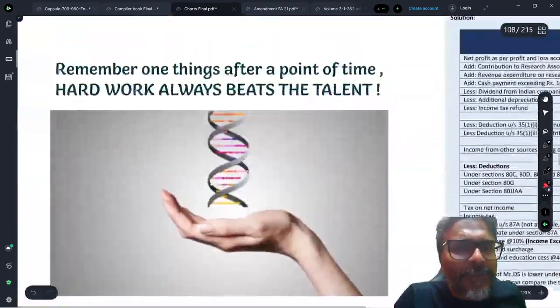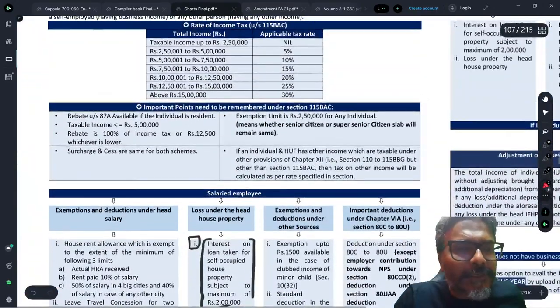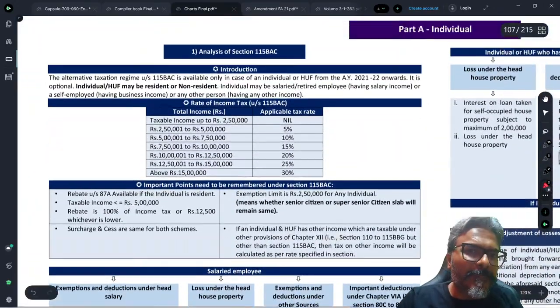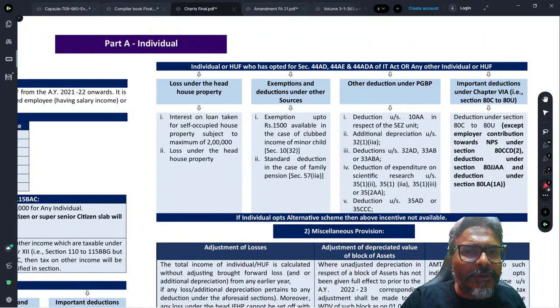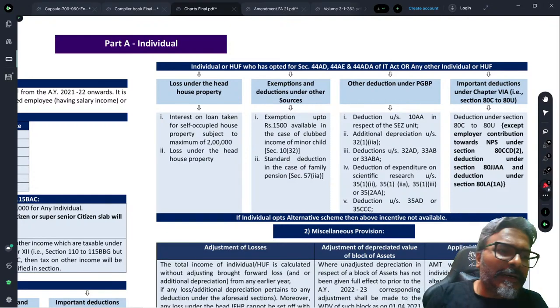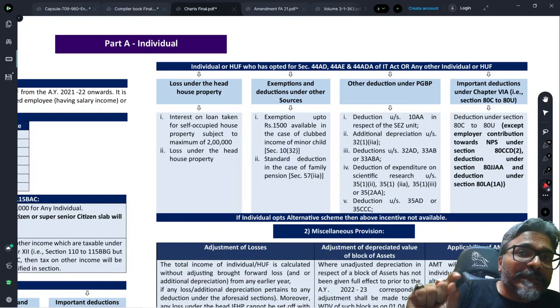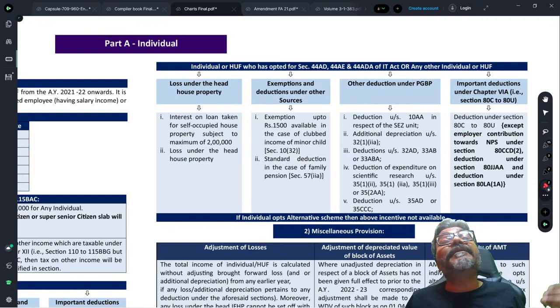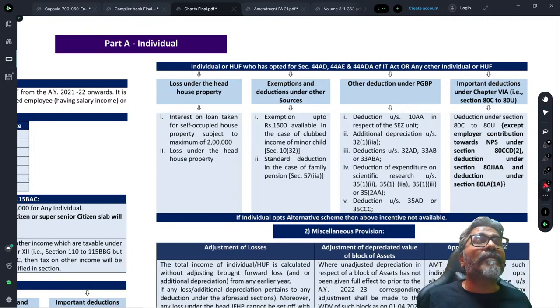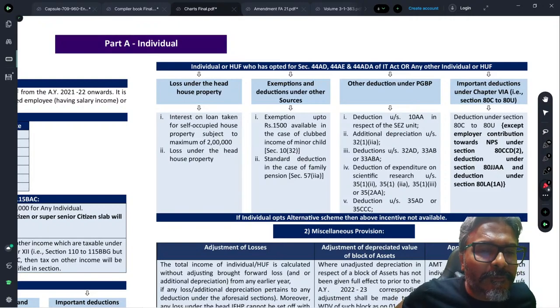What if, students, you are an individual? Supposing that is the first example I gave you. If I am an individual, all of you are aware that there is 115BAC. Now, if I have taken a loan amount, and this is a very important stage you people are in, and I am using this loan amount to purchase shares of another company and I am getting dividend income from that company, and correspondingly there is an interest expenditure. Now, I as an individual have opted for 115BAC.